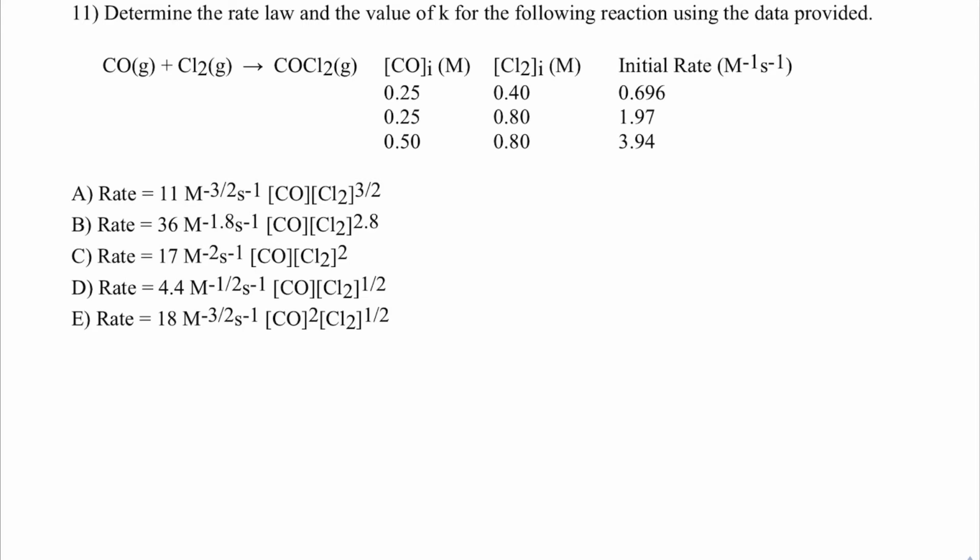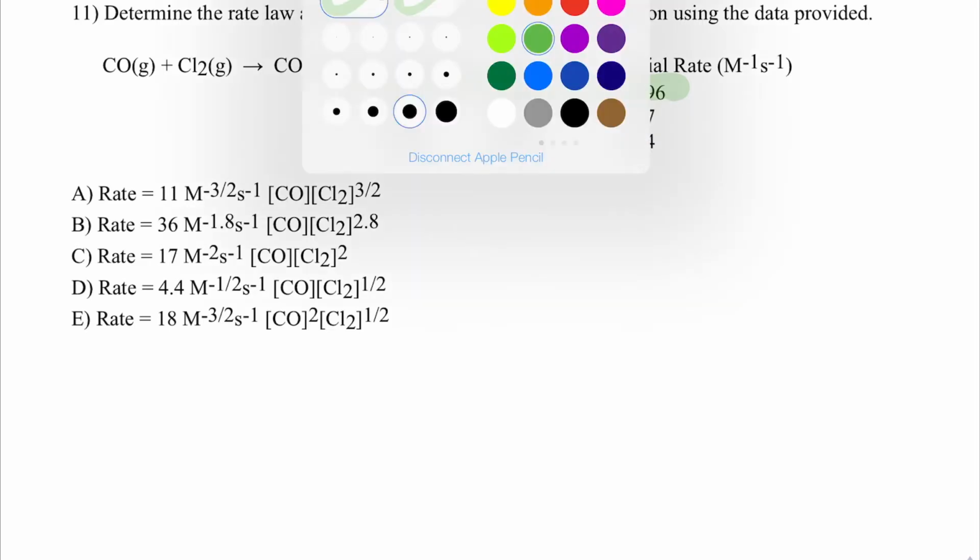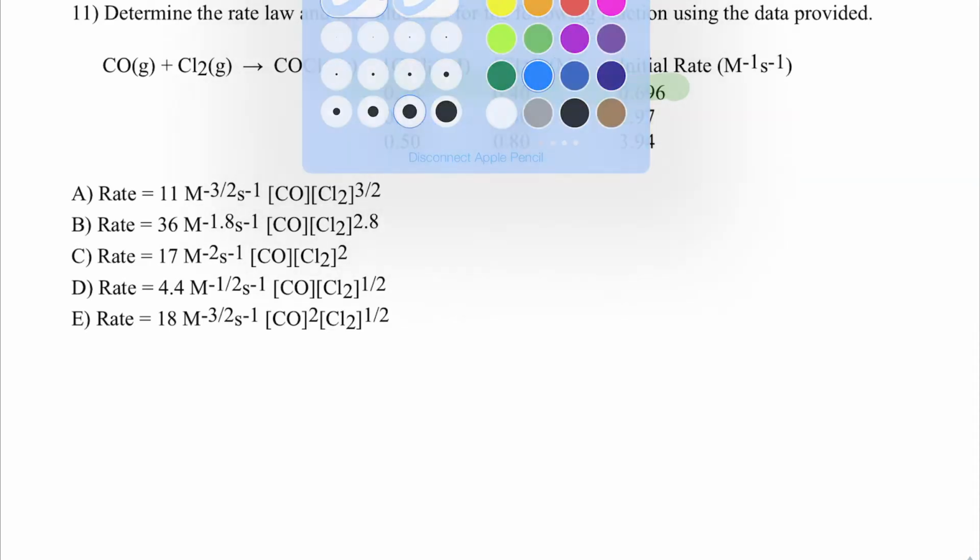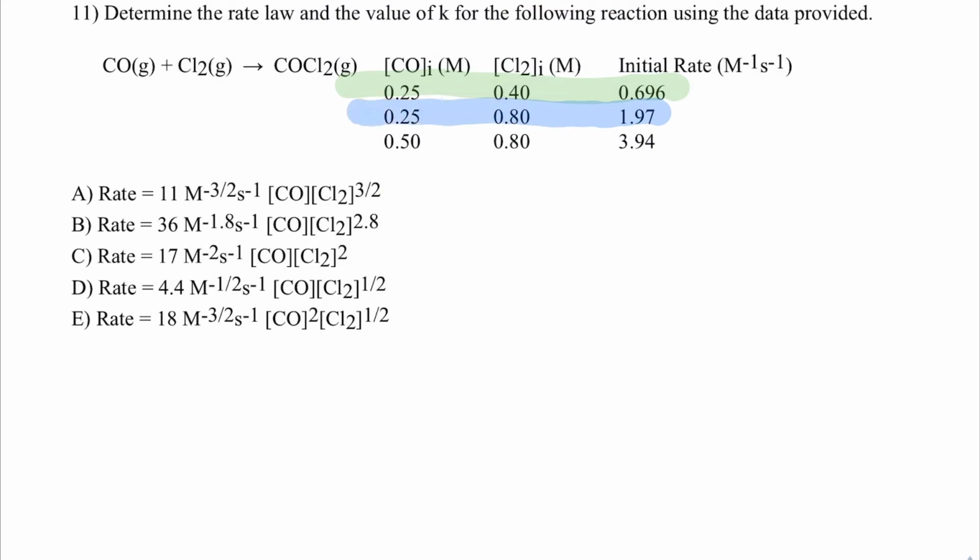So let's get started. We're given these two different reactants. Let's just solve for the order of the chlorine, because from experiment 1 to experiment 2, it looks like I altered the concentration of just the chlorine and kept the other one constant. So let's take a look at these two. I'm going to call this experiment 1 and experiment 2. So here's the way we do it.